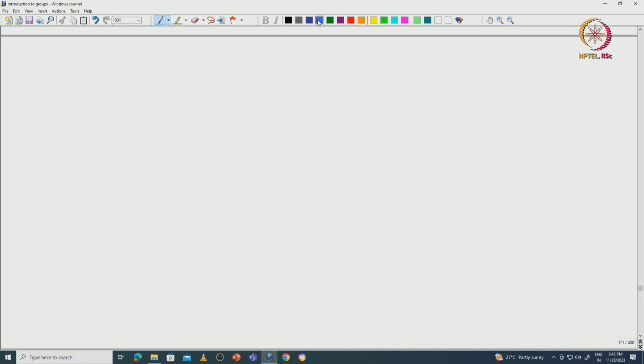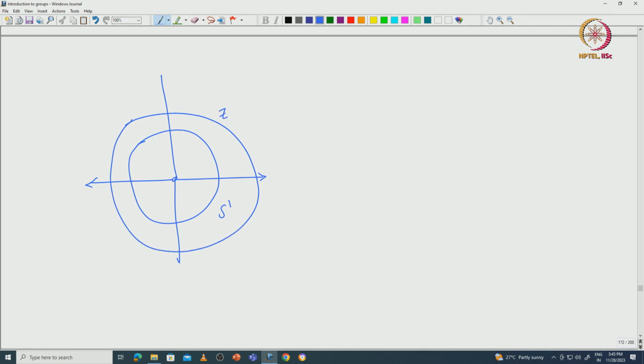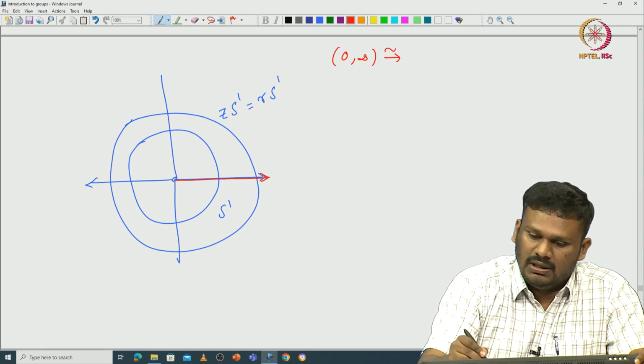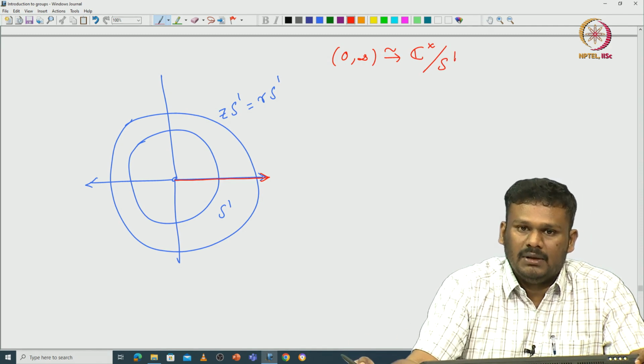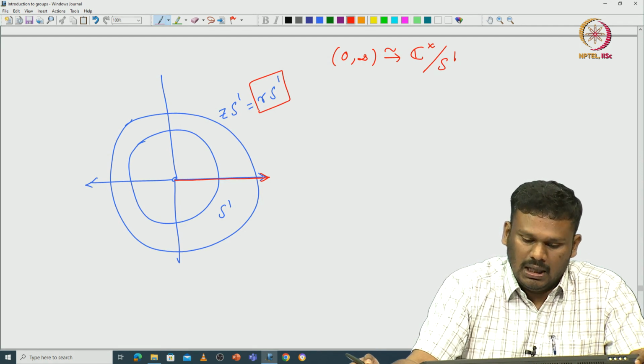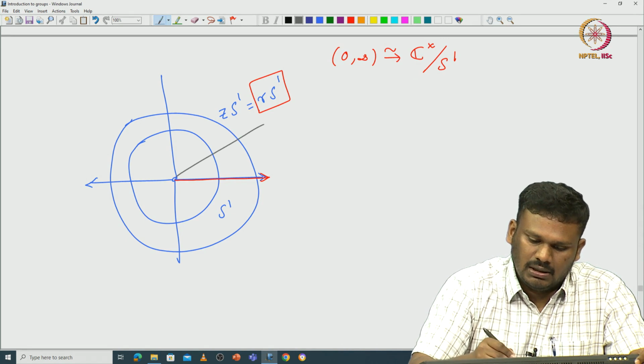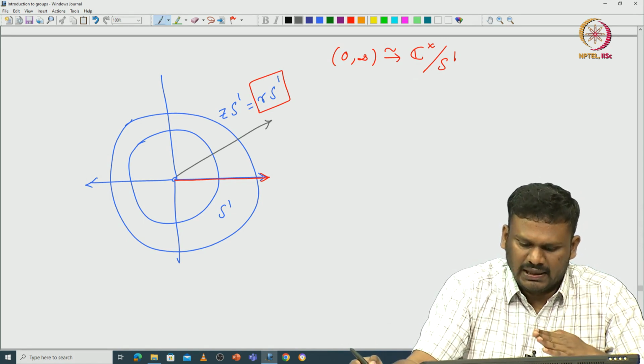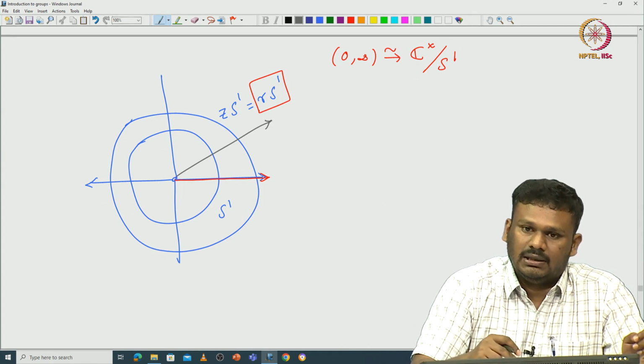So let us do it for the unit circle. Here is the punctured complex plane, and the unit circle is somewhere here. If you take any coset, it will look like something like this, z S1, which is nothing but some R times S1. Now what will be the natural indexing set? For example, I can take this ray, which is (0, infinity). This has a natural one-to-one correspondence with C cross divided by S1, because each coset looks like R times S1. Not only that, we can also take any ray which you get from this (0, infinity) by rotating it with the angle theta.